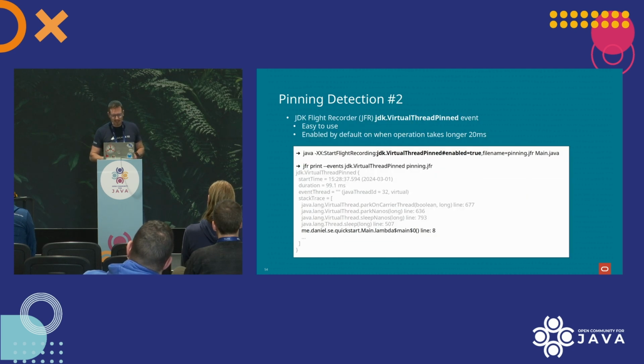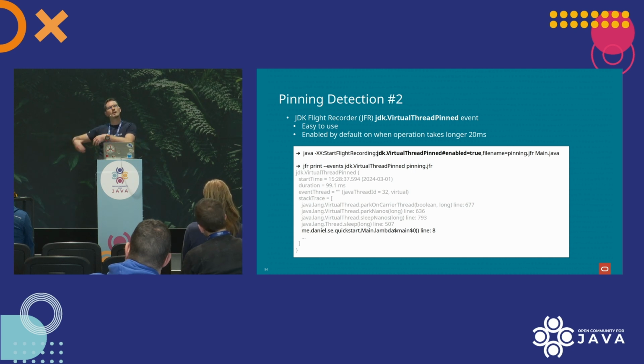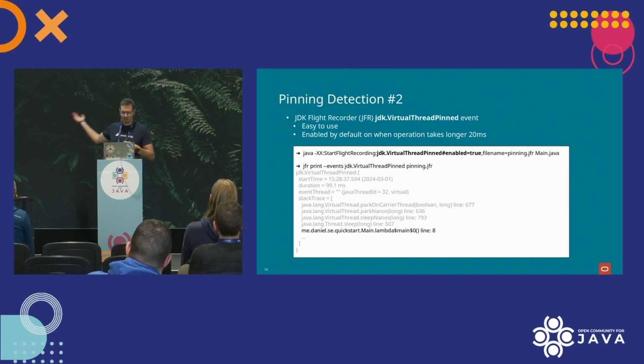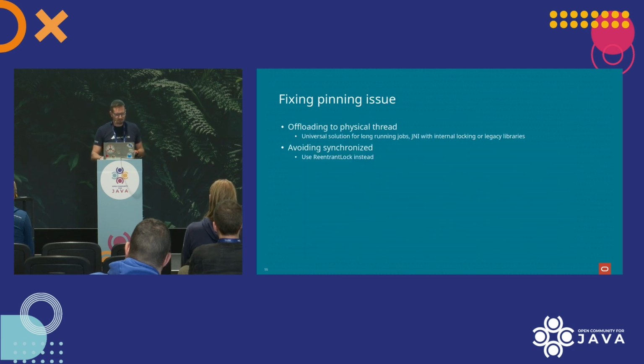So instead of that, there is a much better way to detect pinning, and that's the Java Flight Recorder event, the jdk.VirtualThreadPinned event. It's very easy to use. It's enabled by default. You can even specify the length after which you consider blocking to be pinning. The default is 20 milliseconds. You get the very same result. Here you can see that you get the line, you get the frame, so you can see the stack and where the pinning crime is being committed.